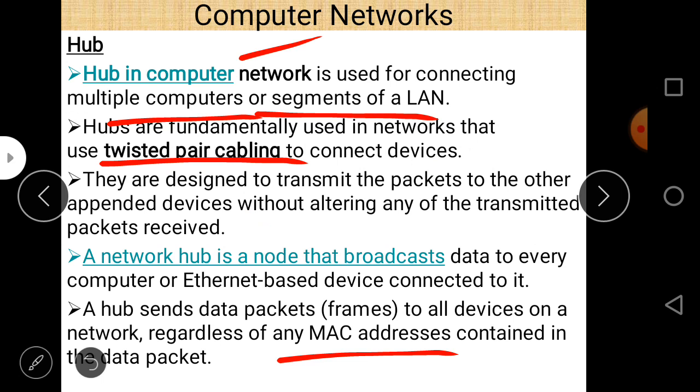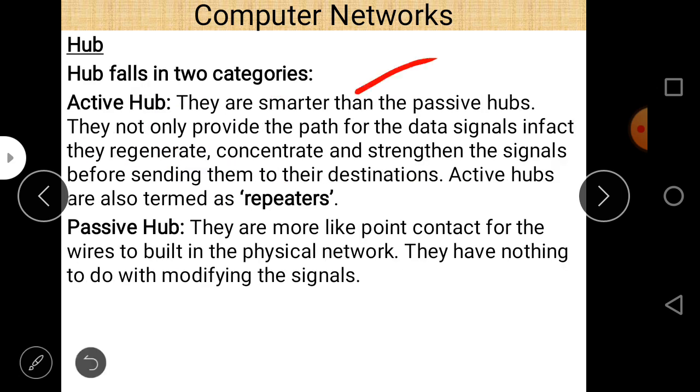And as far as types of hubs are concerned, there are two types of hub: active hub and passive hub. A repeater is a device which amplifies the signal, and later in this video we will discuss the repeater. But a repeater is a device which repeats the data. So an active hub works as a repeater, and a passive hub has nothing to do with modifying the signals, it just transfers the data from one computer to another computer or broadcasts the data.